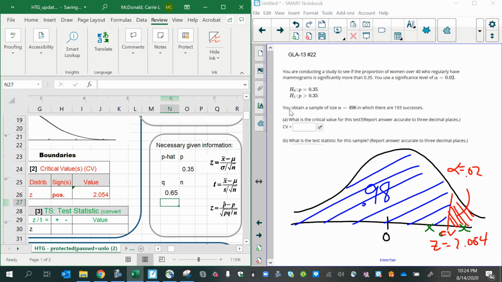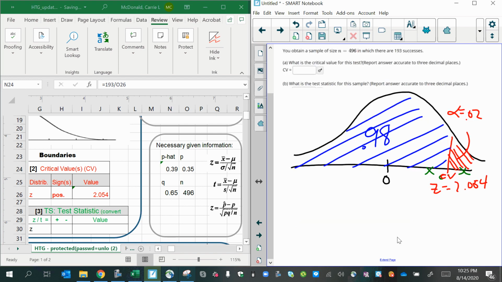It said here a sample of 496, so that's my N, my sample size. There were 193 successes. So I can use that, 193 successes divided by the sample size gives me my sample proportion of 0.39. So that sample proportion is what I'm trying to turn into a z-score so I can tell where it is relative to this critical value. So let's convert that to a z-score.